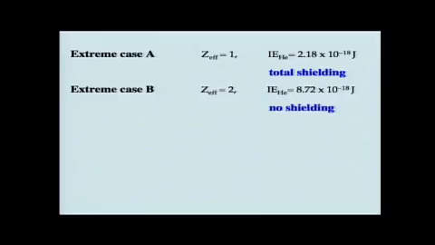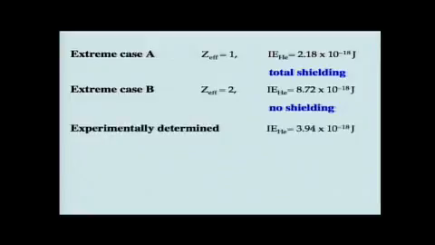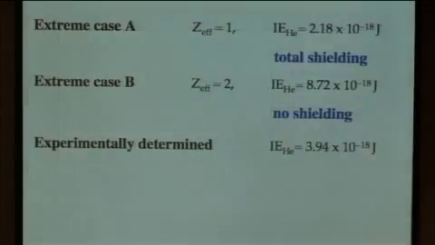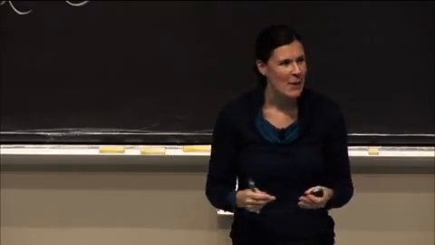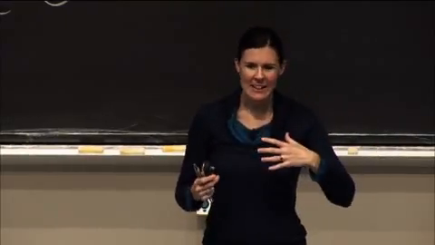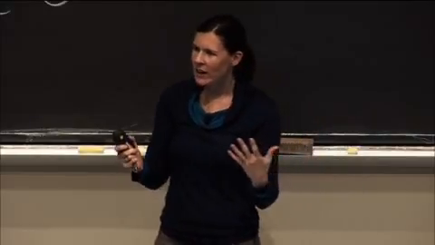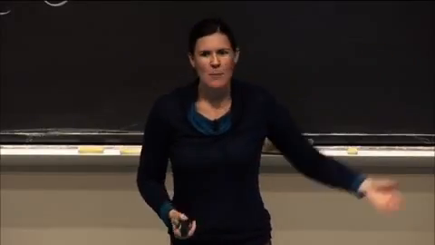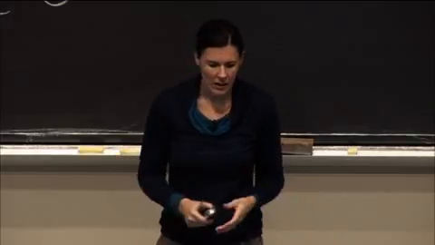So now we know the extreme cases, but what is the reality? The reality is, if we think about the ionization energy and we measure it experimentally, we find that it's 3.94 times 10 to the -18 joules. And what you can see is that falls right in the middle between the two ionization energies that we would expect for the extreme cases. This confirms what we would expect to happen: in reality, some shielding is going on, but it's not going to be total shielding, but at the same time, it's not going to be no shielding at all.